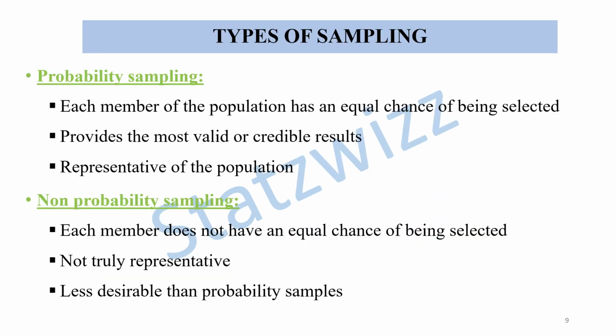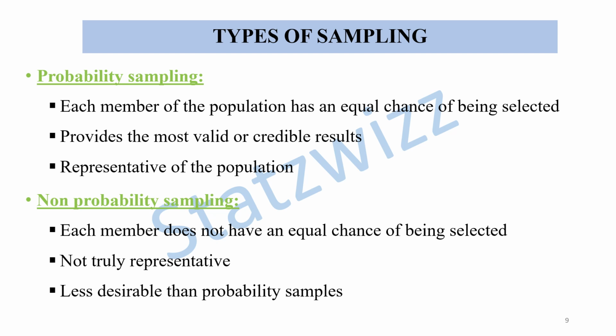Now that we have seen a basic introduction about sampling, we will go into the different types of sampling methods, which is a very important 10-mark question for the exam going batch. So the first one is known as probability sampling, in which each member of a population has an equal chance of being selected, and it provides the most valid and credible result. And always we can make sure that it is a proper representative of the population.